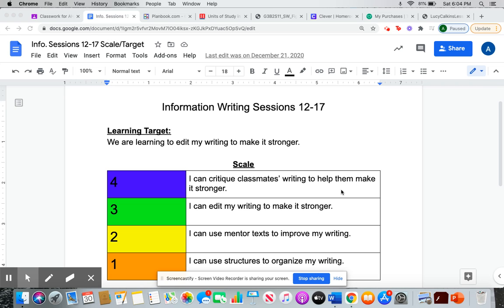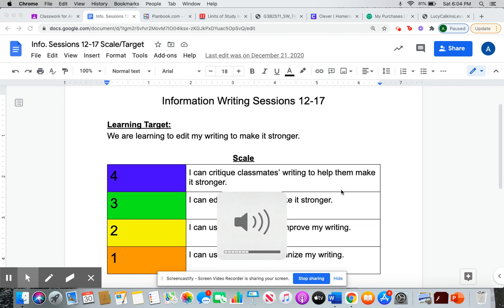Hey writers! So we are still working on this target here, where we are learning to edit our writing to make it stronger. We are doing this by, today we're going to look at mentor texts to help us improve our writing. So can you remind me what it means when I say mentor text?